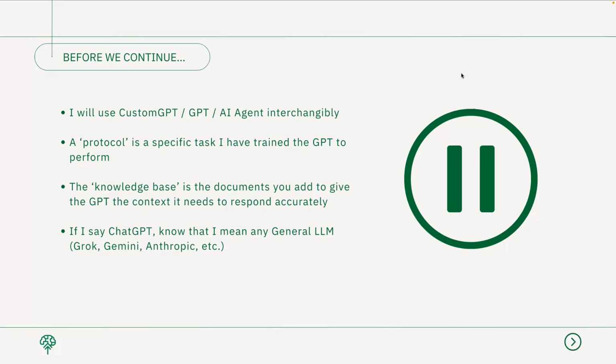And when I say ChatGPT, just know that I mean any LLM that's out there. So that could mean Grok, Gemini, Anthropic, etc. I'm agnostic to the model, right? Okay, all that makes sense. Sound good so far?